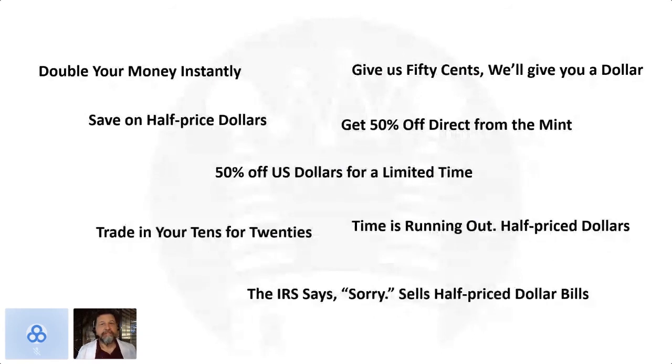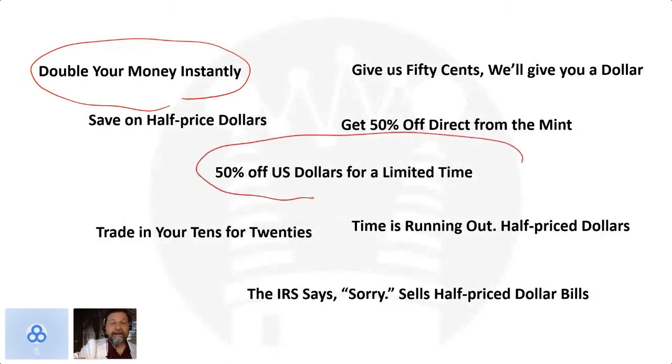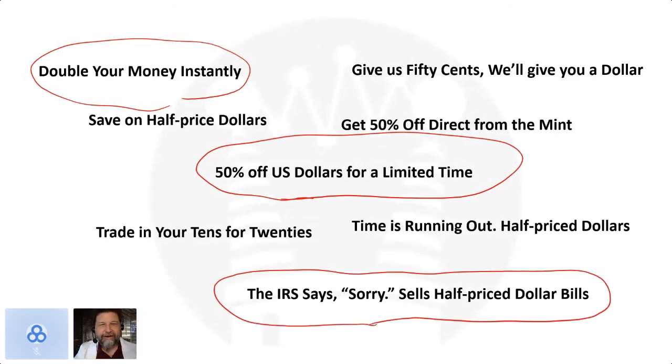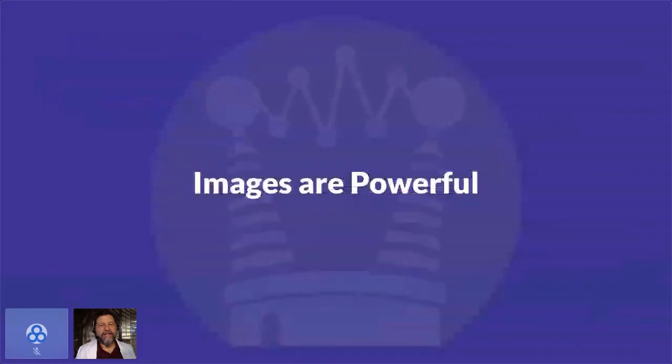All of them keep the promise, as they're supposed to, but they're going to have very different conversion rates, starting from simply double your money instantly. We could add a little scarcity here. This might be a good idea. 50% off dollar bills for a limited time only. And remember, I talked about those crazy ideas. The IRS says sorry. The IRS is our Internal Revenue Service. They sell half-price dollar bills. I would probably read that page, but does that mean that I'm in the market for half-price dollars? That's the question. And not only the text, but something that we miss, something that we neglect: images.